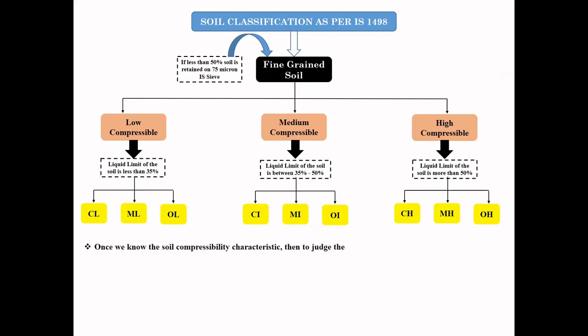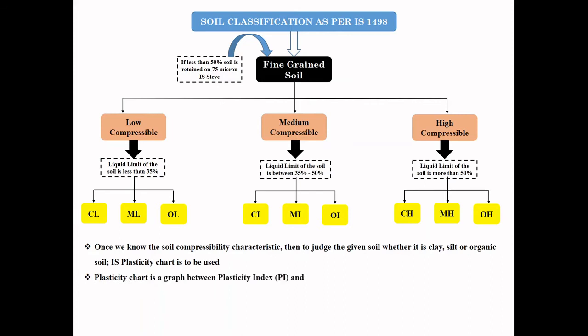Once we know the soil compressibility characteristics, we have to judge whether the given soil is clay, silt, or organic, and for that purpose the IS plasticity chart is to be used. The IS plasticity chart is the chart between plasticity index and liquid limit. This chart was proposed by Casagrande. It was adopted in the US soil classification system, and further it was modified and adopted in the Indian Standard Soil Classification System as well.